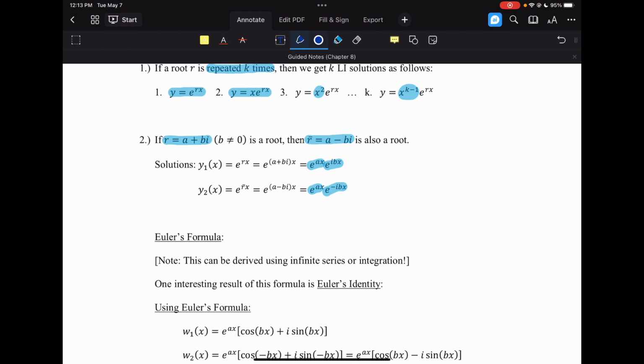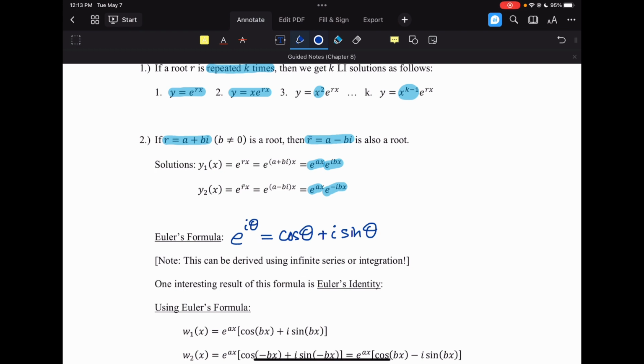But one of his most well-known results is Euler's formula, and it derives a connection between exponential functions and trig functions, all tied together with imaginary numbers. So Euler's formula says e to the i theta is equal to cosine of theta plus i sine of theta. Interesting thing, this formula can actually be derived using either infinite series or integration. So you can see Calc 1, Calc 2 methods of solution for this, just also incorporating the imaginary numbers into it.